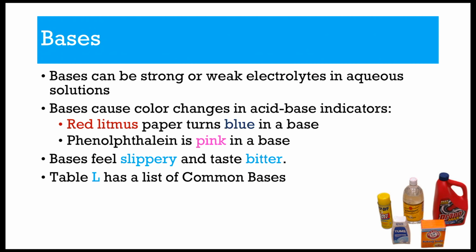Bases, on the other hand, can also be strong or weak electrolytes, meaning they also can conduct electricity. But if we're using acid-base indicators, they turn things different colors. They turn red litmus paper blue. They turn phenolphthalein pink. Again, that's not something you need to memorize. We'll work through that later on. Bases are slippery and bitter. A lot of them are like cleaning fluids, baking soda, stuff like that. But Table L on the reference table has the formulas and names for the bases that you'll be working with this unit.